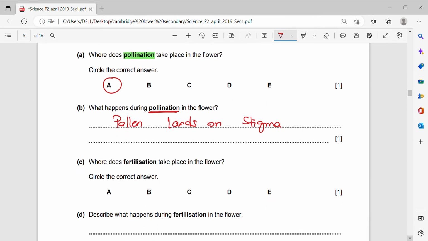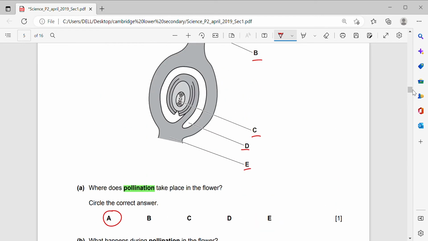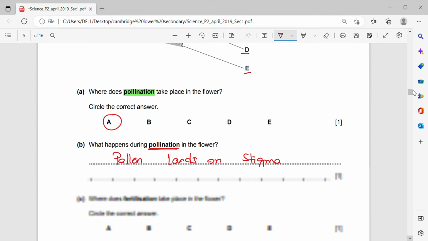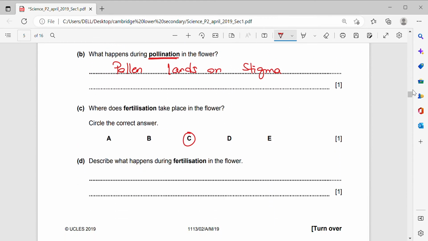Okay, where does fertilization take place in the flower? Fertilization takes place in the ovule. Where is the ovule? Here is the ovule, which is C. Here fertilization happens, so the answer is C. Describe what happens during fertilization in the flower. Here we must know what pollination means and what fertilization means.